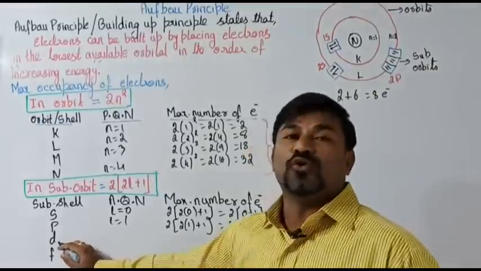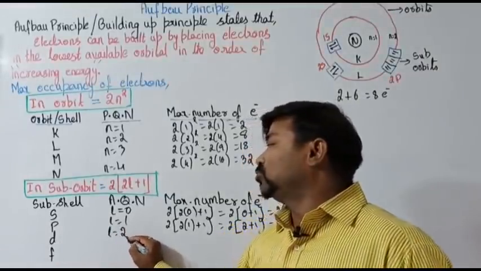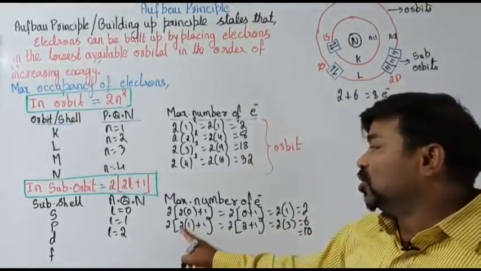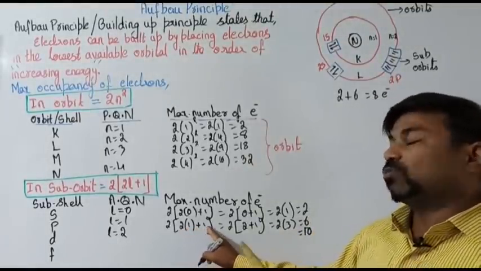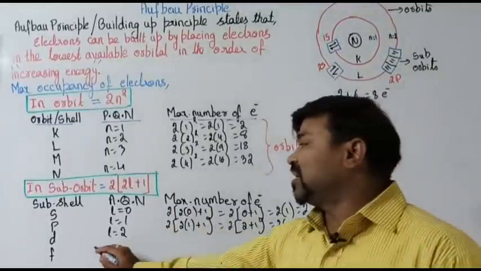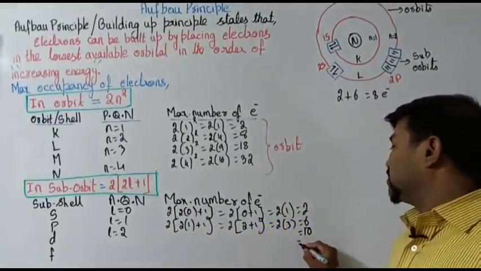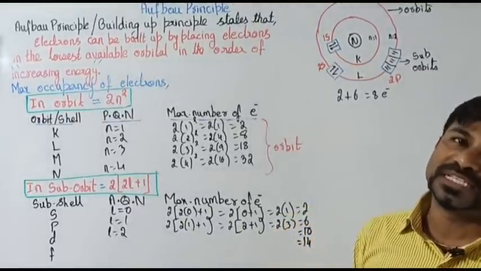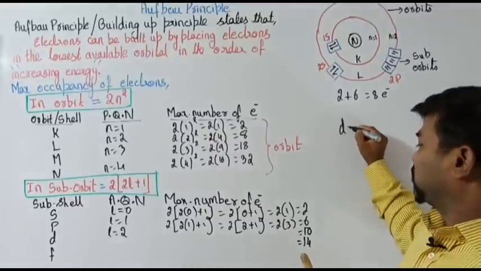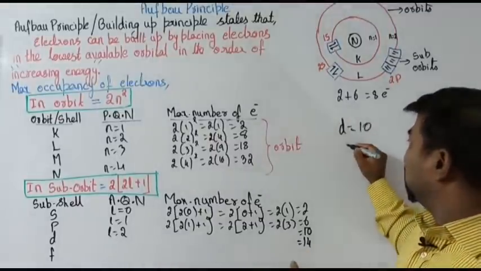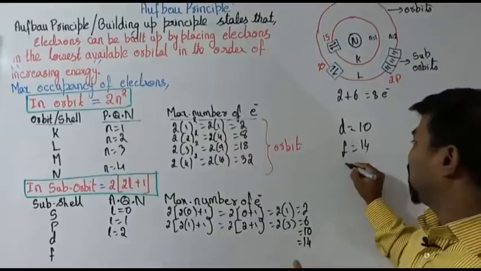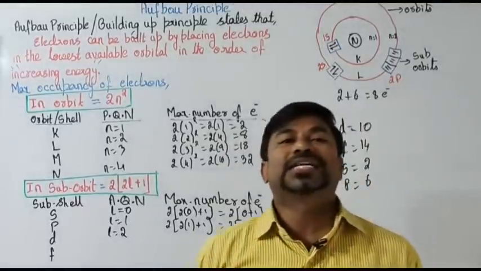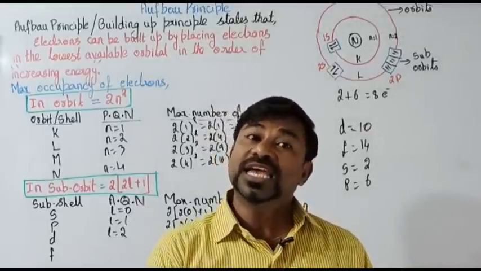In the same way, if you go for d, where L is equal to 2, we can directly say totally 10 are there. Why? Because 2 twos are 4, 4 plus 1, 5, 5 twos are 10. In the same way, if you go for the f orbital, we can straight away say it's nothing but 14. 14 electrons can be adjusted in f maximum. Just now we said d is 10 and f is 14, whereas s we said is 2, whereas p is nothing but 6. This is the maximum occupancy of electrons in the subshell.